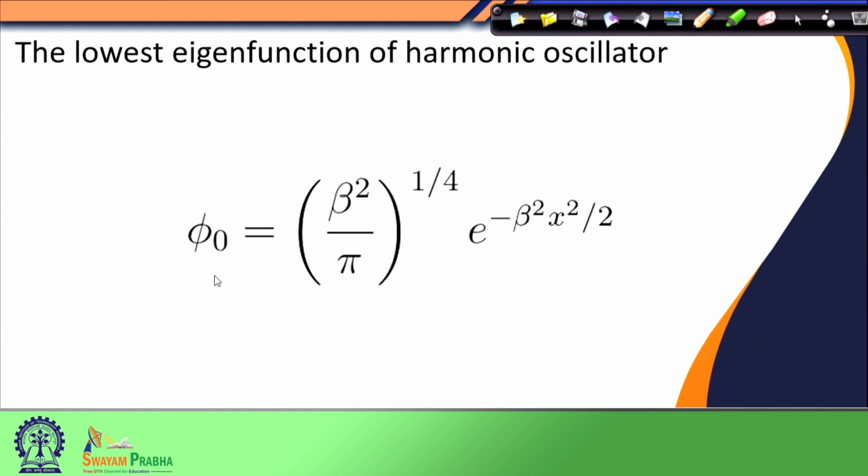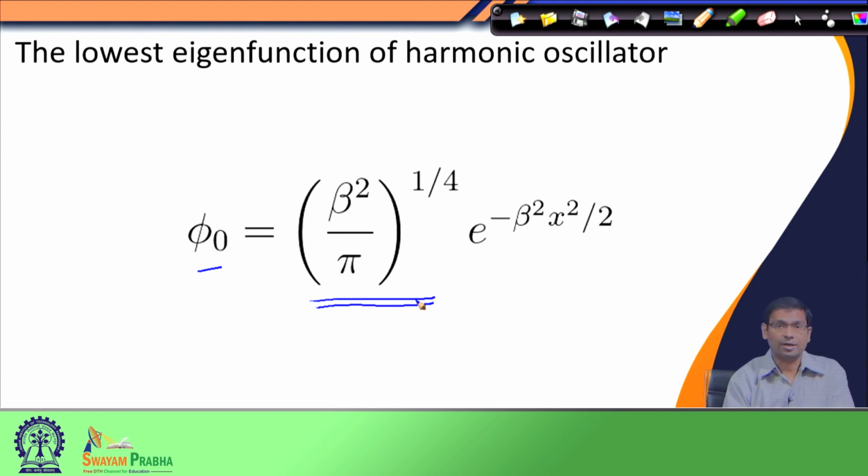If you remember, we defined our phi 0, which is the lowest eigenfunction of harmonic oscillator, as we obtained the normalization constant given here, beta square, which is defined as m omega divided by h bar. This is the normalization constant, and this is the functional form of the lowest eigenfunction of harmonic oscillator. And we also discussed that this form is known as a Gaussian function. It gives a bell shaped function.